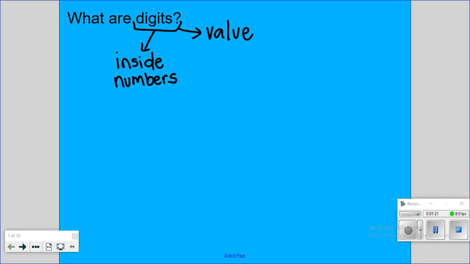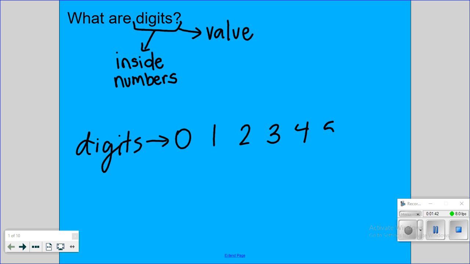There are 10 digits in our number system. The digits are 0, 1, 2, 3, 4, 5, 6, 7, 8, and 9. Those are all the digits that we have in our number system.